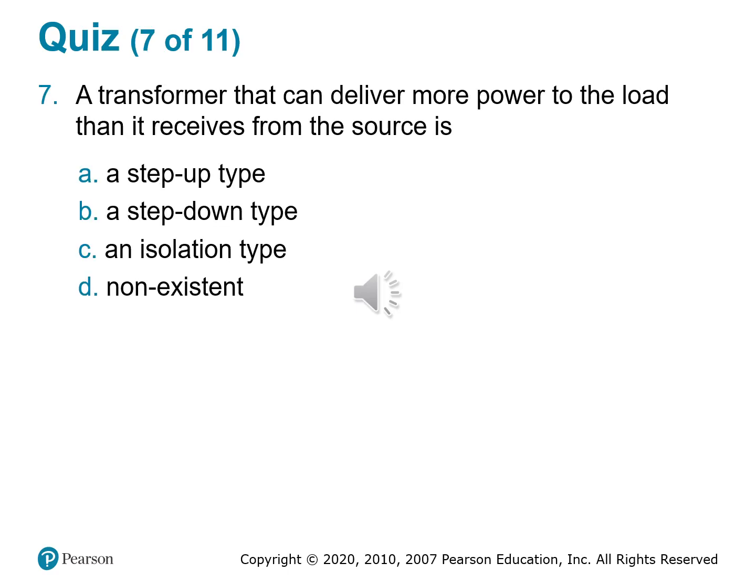Next question. A transformer that can deliver more power to the load than it receives from the source is A, a step-up type, B, a step-down type, C, an isolation type, or D, non-existent. Or E, we just won a Nobel Prize and we'll be rich. Pause the video. And the correct answer is D, it doesn't exist.